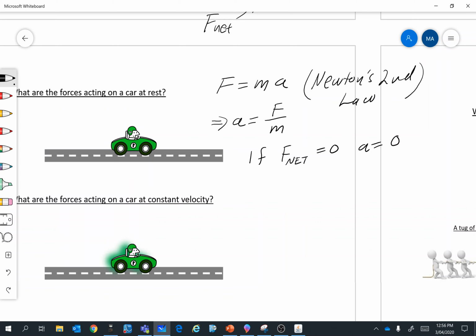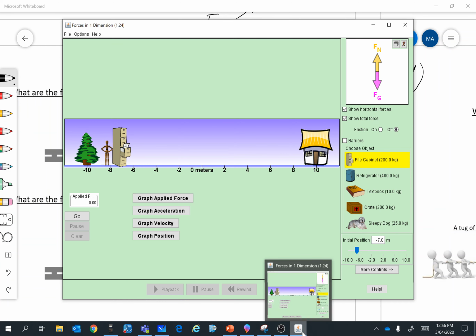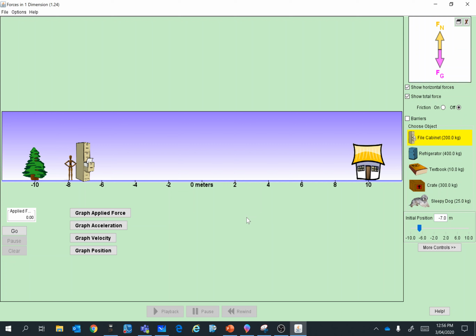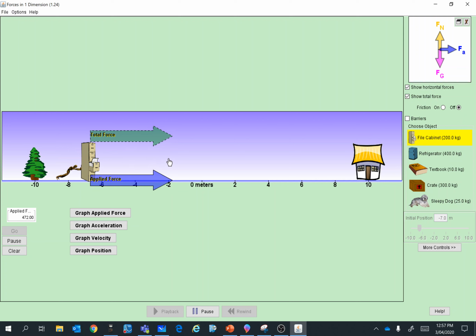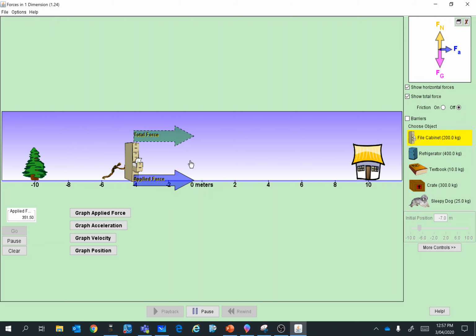I want to show you this animation. So right now this object is a filing cabinet, and our robot mover is going to move it for us. We're going to apply an unbalanced force. So let's do it. We push on this, the total force, and the object moves.